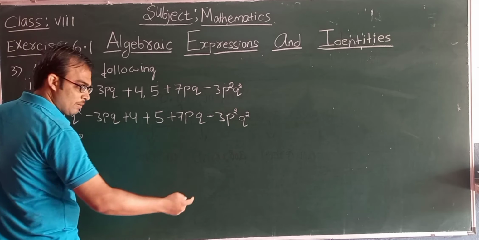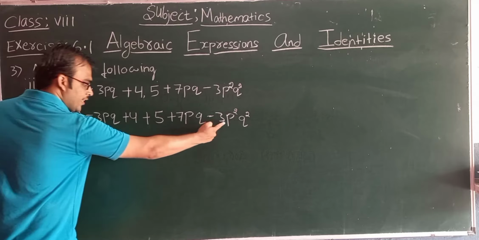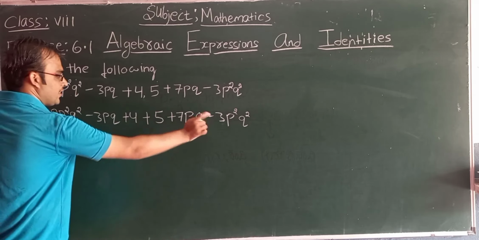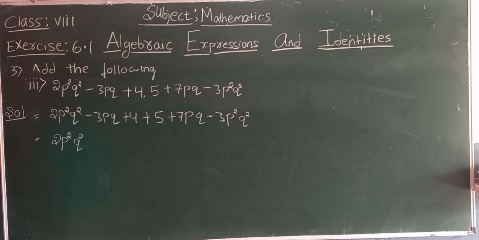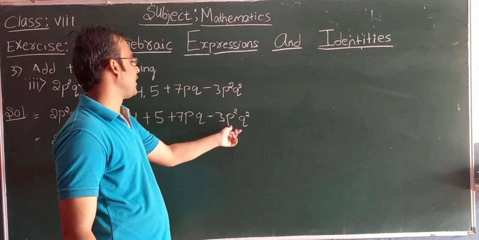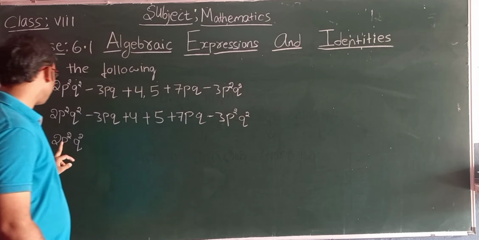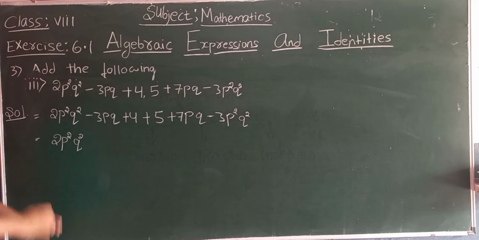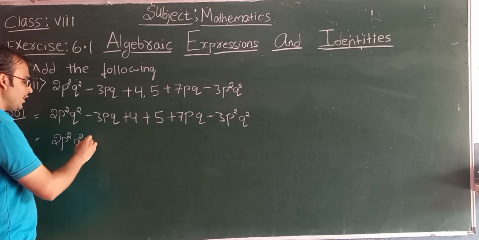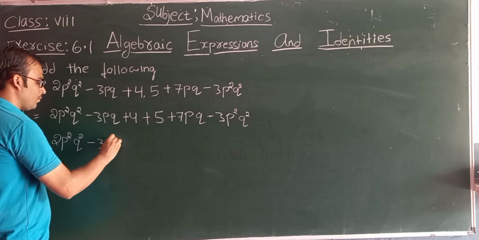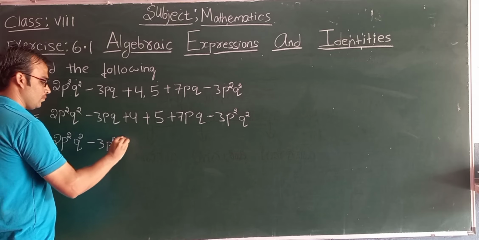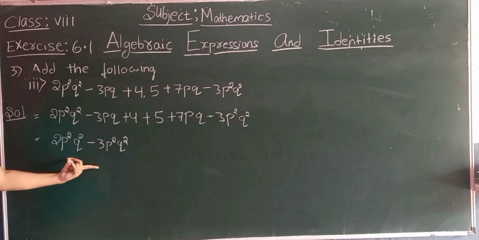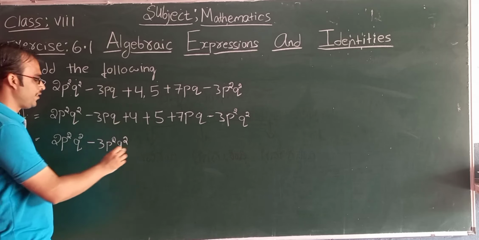So don't worry about the numbers. Here 2 is there, here 3 is there. And here plus is there, here minus is there. So don't worry about it. Just look at the variable part. Here also p square q square. So these two are the like terms. So write here with respect to its sign. Now these two are the like terms. Now write this one.